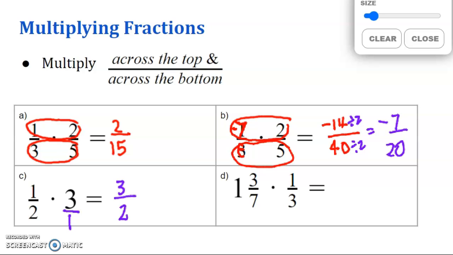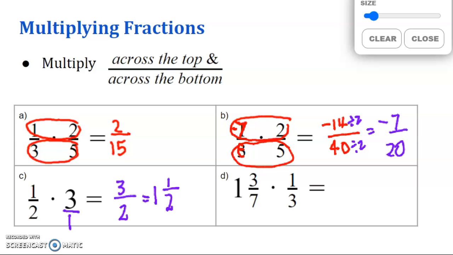So I do want to turn that into a mixed fraction. How many times does 2 go into 3? Once. So that's 1 whole. And then 1 times 2 is 2. After I take away 2, how many am I left with? 3 minus 2 is 1. So the remainder is 1 over 2.